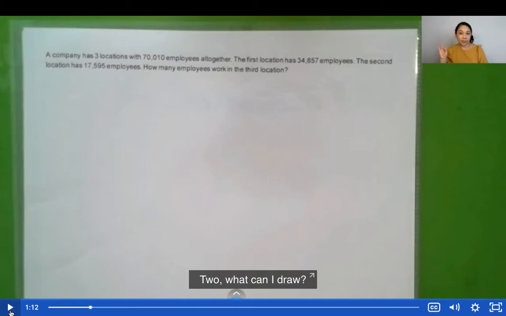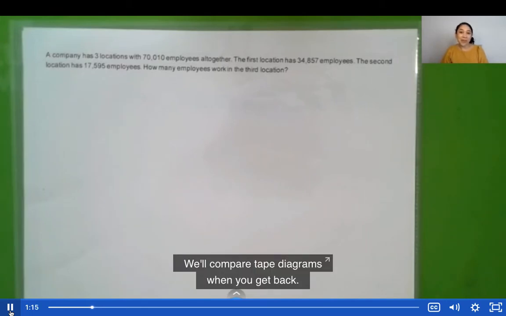So when we draw something, we are going to use our drawing as our tape diagram. So in your tape diagram, you really need to think about what is the whole and what are the parts. Think about how many sections it should be broken into. Since the company has 3 locations, that kind of gives you a clue. So go ahead and draw your tape diagram. We'll compare our tape diagrams when you get back.